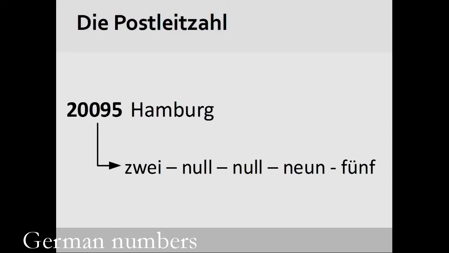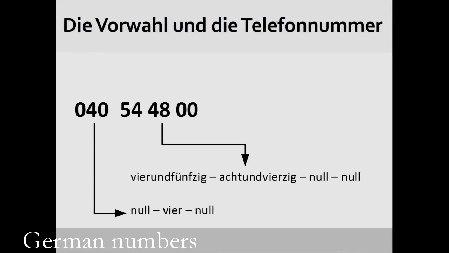However, this is not the case with larger numbers, such as one encounters with a German postal code or zip code. When speaking a German postal code, one expresses the numbers individually, 2, 0, 0, 9, 5. With German telephone numbers, however, one usually expresses the dialing prefix or area code as individual numbers, 0, 4, 0. The actual telephone number is generally divided into a group of numbers that one speaks in the manner taught earlier in this presentation. 54, 48, 0, 0.